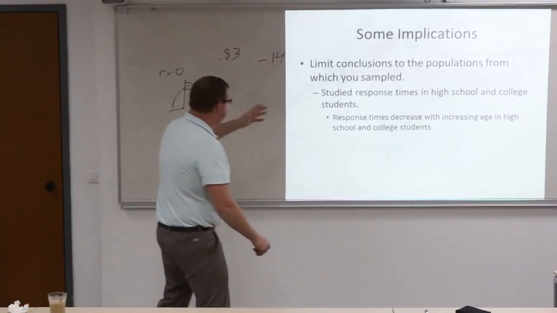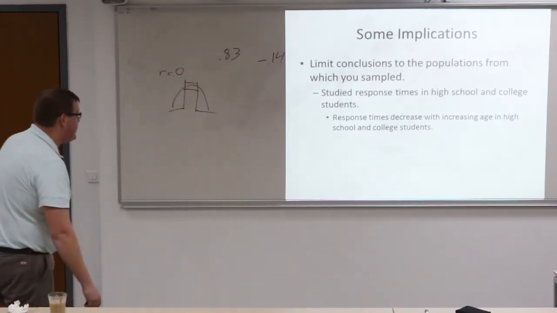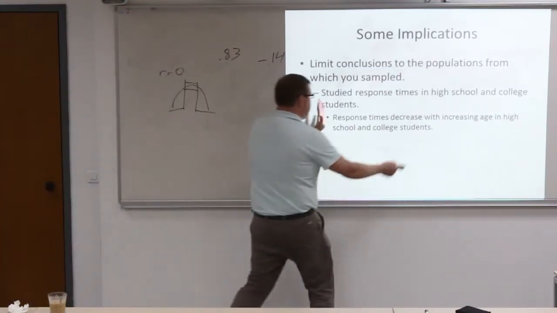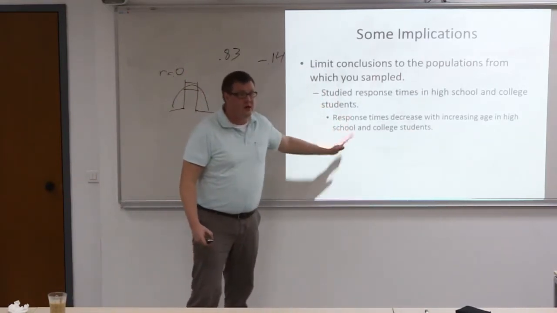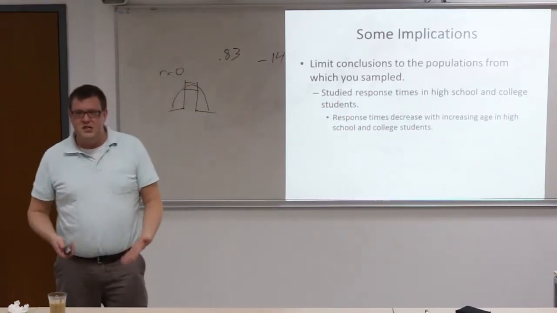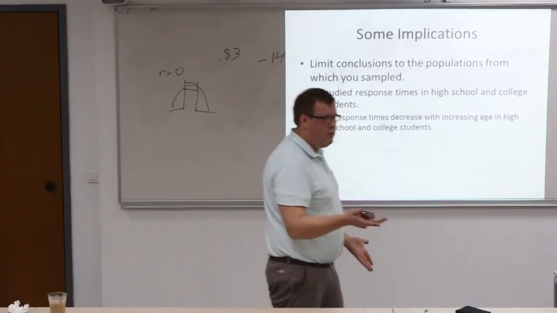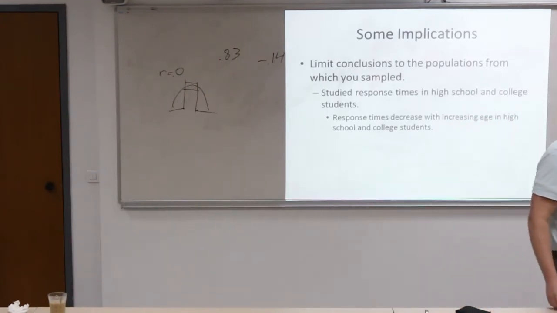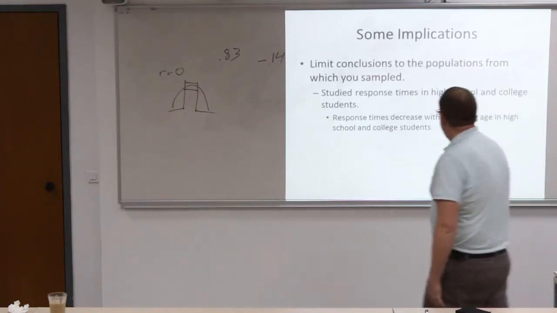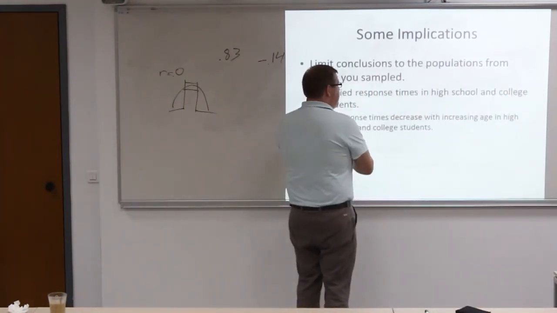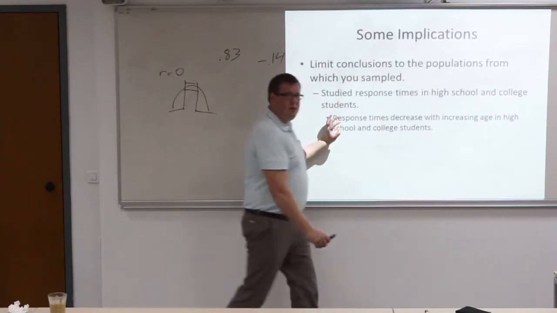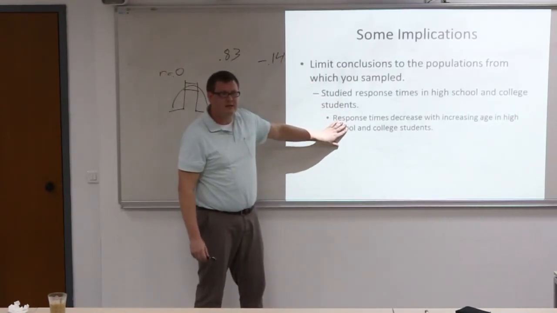Now, if you made some conclusion like this, response times decrease with increasing age in high school and college students, and you looked at high school and college students, is that a reasonable conclusion? No? What would be a better conclusion? Because if you have a range from high school to 60 year old drivers, then it would be important. So if we included high school to 60 year olds, we would better be able to say something like this?